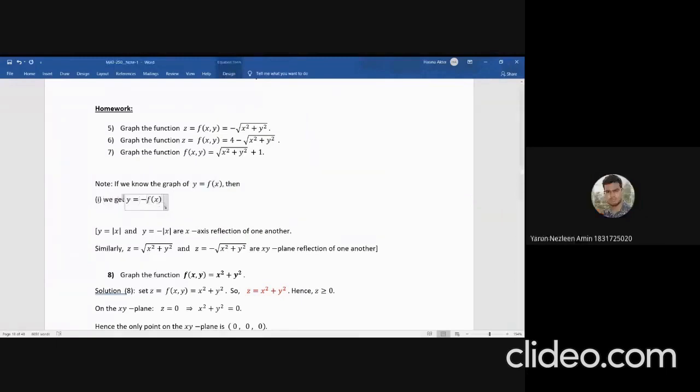It would be just the reflection of f of x. Reflection with respect to which axis? X-axis, because you are changing the sign of y. Here y is f of x, and here y is negative f of x. Whatever value you have here, you have the opposite value here. That means y is changing sign, and y changes sign when you take the reflection about the x-axis.